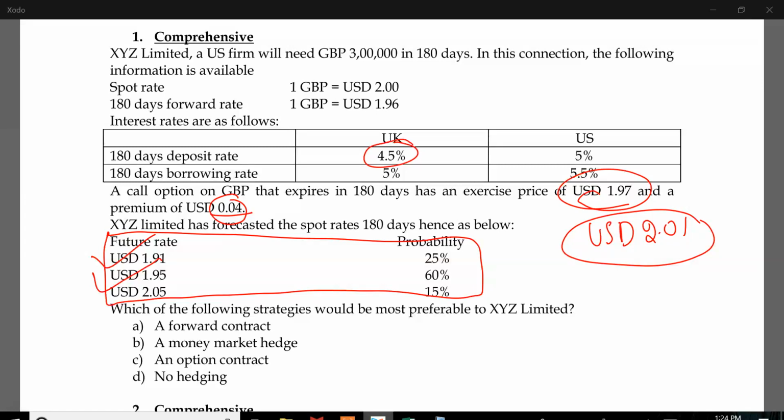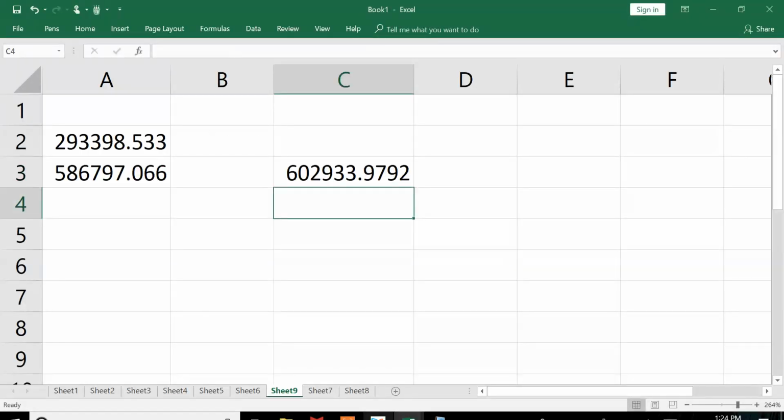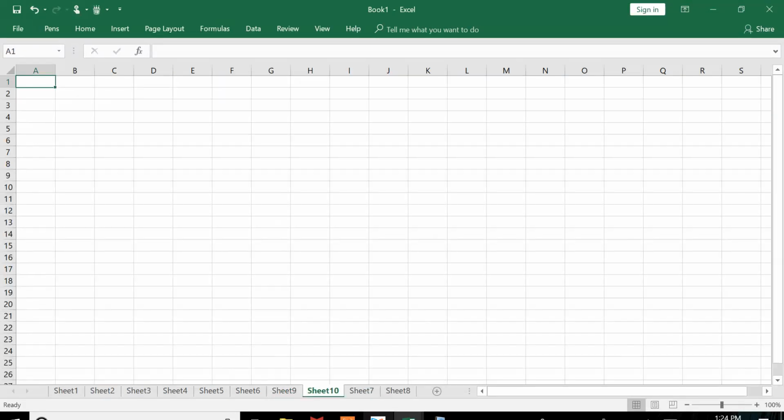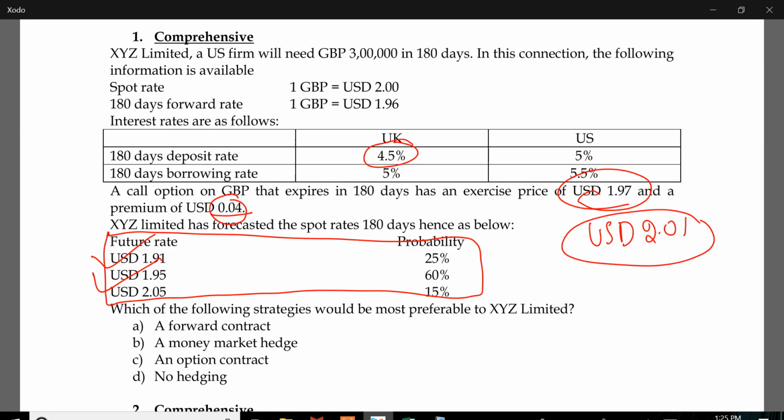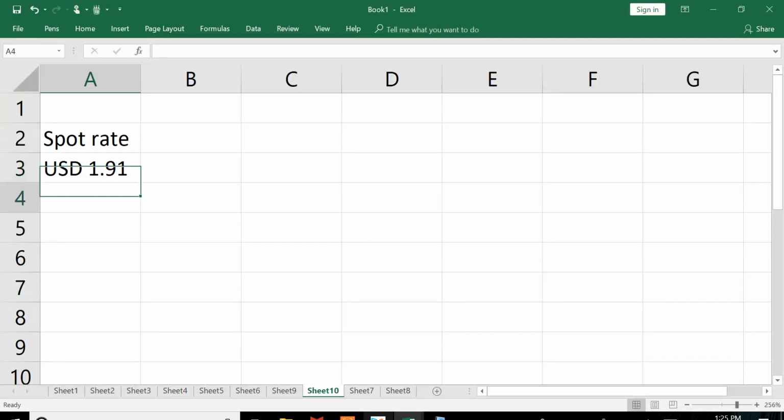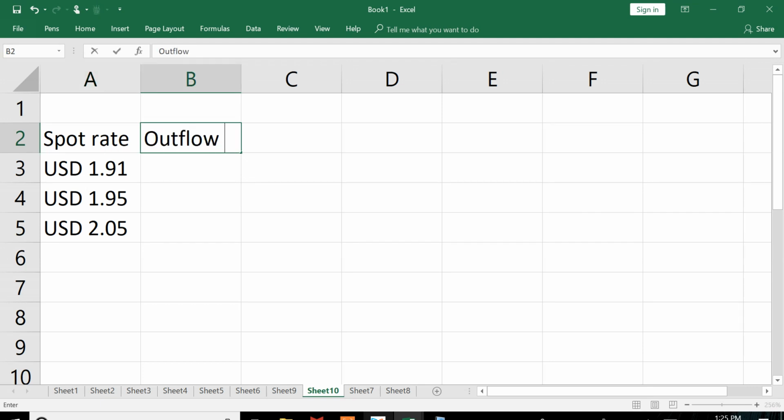So now we have 4 columns. Spot rate: let's capture the spot rate given, USD 1.91, USD 1.95, USD 2.05. Then the outflow in call option.